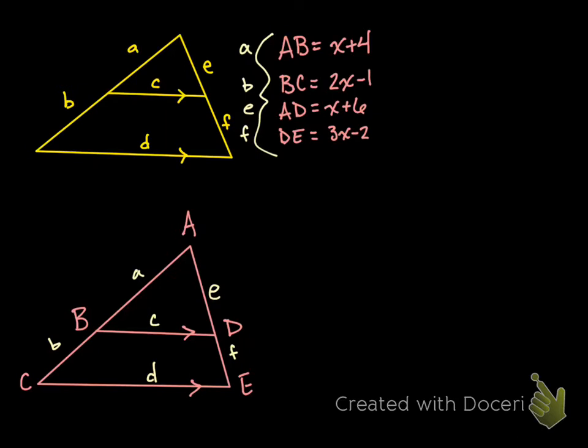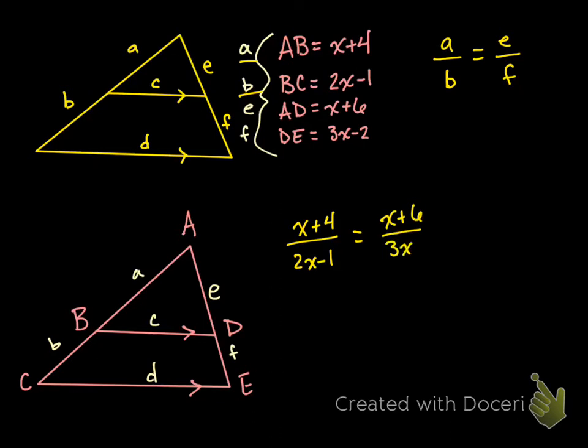So let's go ahead and set this up. Remember, it is A over B equals E over F. So A over B is, of course, these two right here. So x plus 4 over 2x minus 1 equals E over F, which is x plus 6 over 3x minus 2.